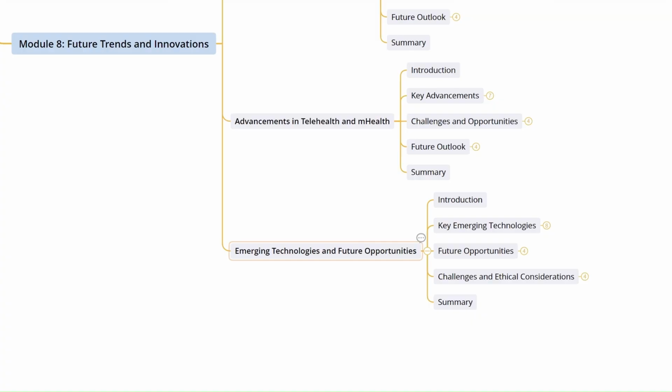Mastery of emerging trends will empower future health informaticians, clinicians, and leaders to shape a healthcare environment that is personalized, precise, and technologically advanced for generations to come.